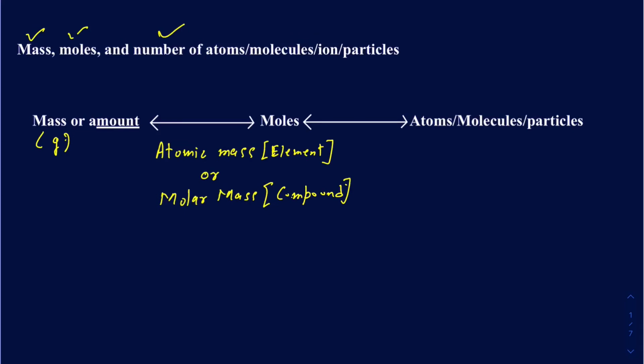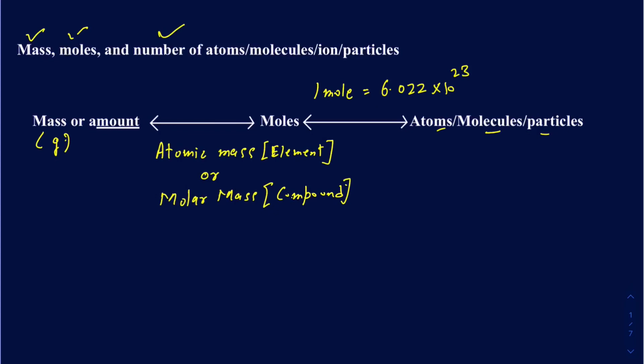Then going from moles to the atoms, you're going to be using Avogadro's number. All right, so Avogadro's number says 1 mole of anything is equal to 6.022 times 10 to the 23 atoms, molecules, particles, ions, photons, literally anything. Now, the good thing about this second equality where I have Avogadro's number is that it never changes. It's always going to stay the same.